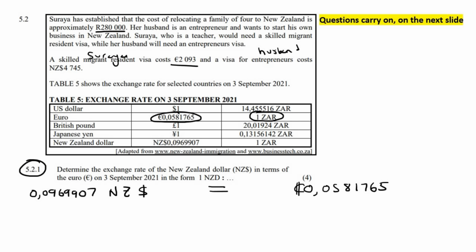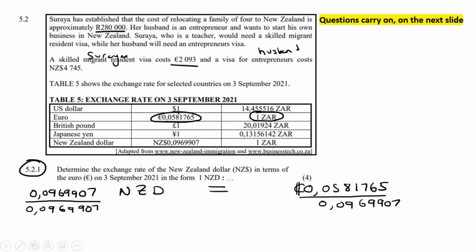Now, they would like us to get it to 1 New Zealand dollar. Yeah, I'm going to write it like that rather, NZD. Okay, so we need to get this to 1 New Zealand dollar. So how do I turn this number into a 1? Well, that's easy. I just divide it by itself. Now, in maths, what you do to the one side, you have to do to the other side. So we're dividing both sides by 0.0969907, and this will become 1, so that's 1 New Zealand dollar.